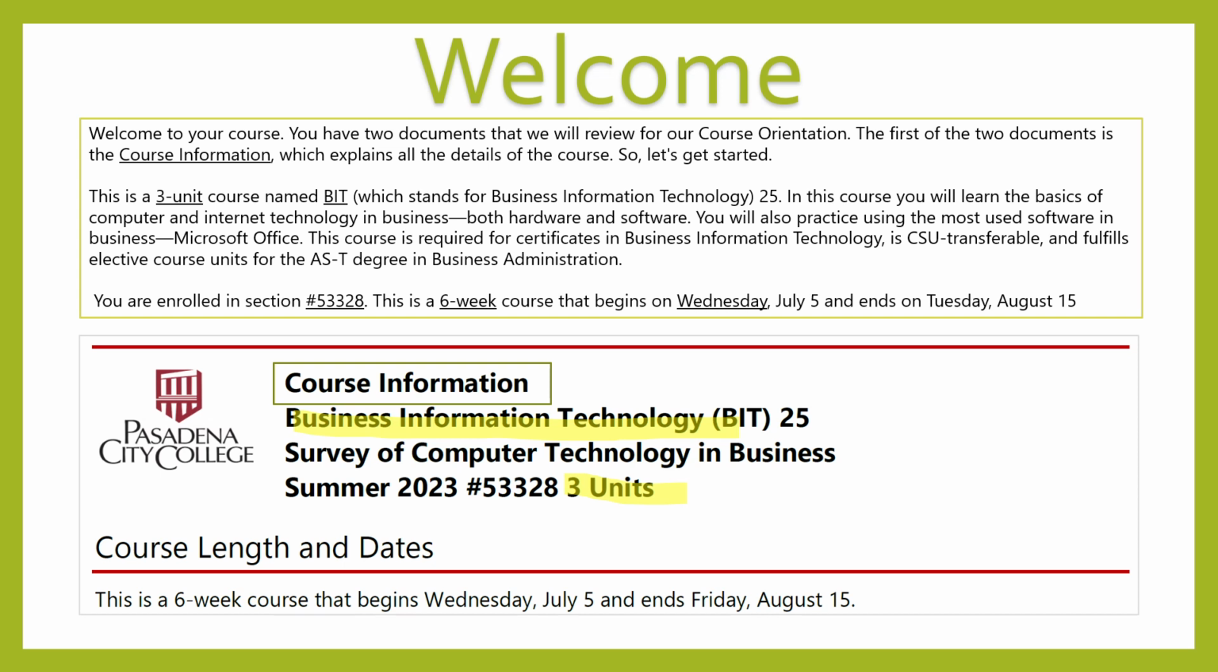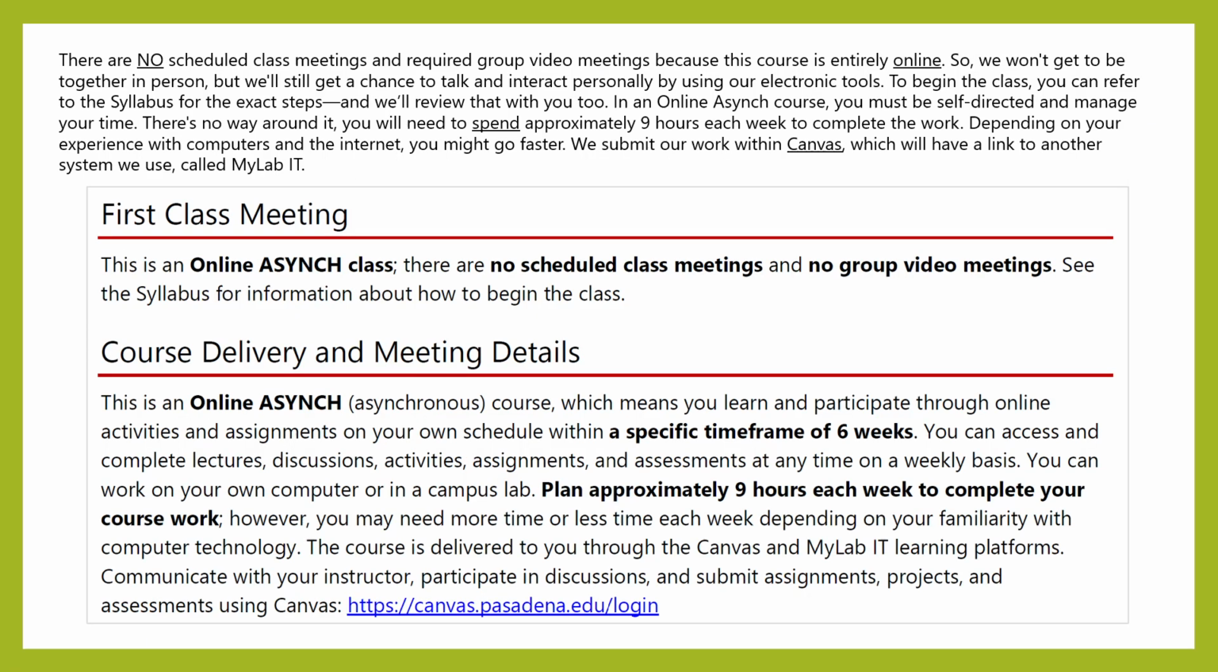You are enrolled in Section 53328. This is a 6-week course that begins on Wednesday, July 5th and ends on Tuesday, August 15th. There are no scheduled class meetings and required group video meetings because this course is entirely online. So we won't get to be together in person, but we will still get a chance to talk and interact personally by using our electronic tools.